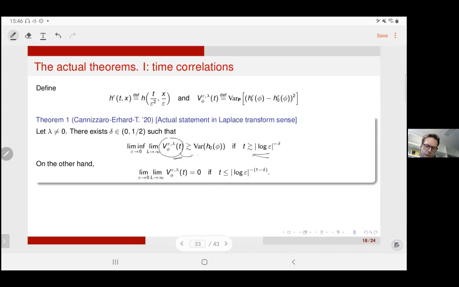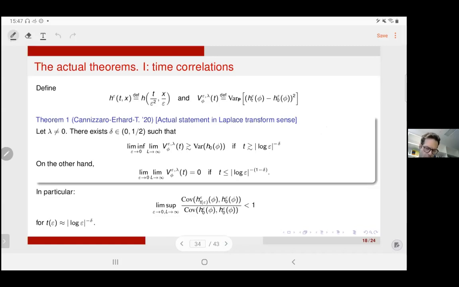But what this is telling you is that for the nonlinear equation, already on these kind of small times, there has been a nonlinear and non-trivial evolution. On the other hand, the second part of the theorem says that if time is too small, like one over log epsilon to the power one minus delta, then nothing actually has happened. So this is telling you that the interesting behavior should happen on times of order one over epsilon squared, log to some power delta, and this delta is neither one nor zero.